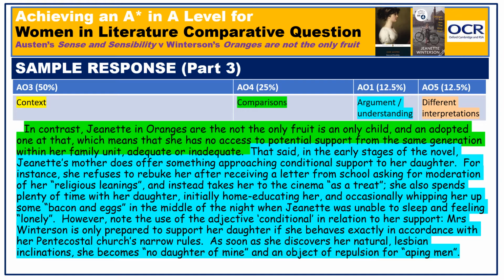She also spends plenty of time with her daughter, initially home educating her, and occasionally whipping her up some bacon and eggs in the middle of the night when Jeanette was unable to sleep and was feeling lonely. However, note the use of the adjective "conditional" in relation to her support. Mrs. Winterson is only prepared to support her daughter if she behaves exactly in accordance with her Pentecostal church's narrow rules. As soon as she discovers her natural lesbian inclinations, she becomes "no daughter of mine" and an object of repulsion for aping men.